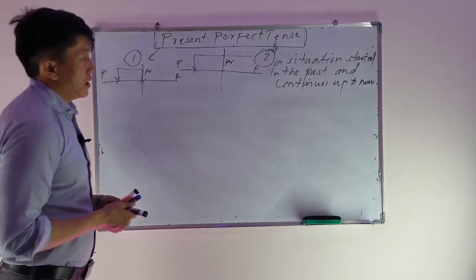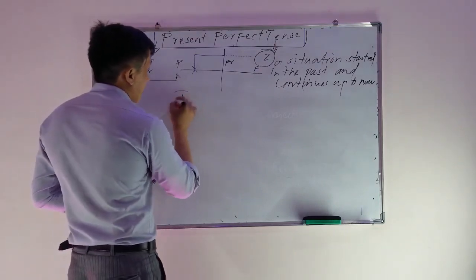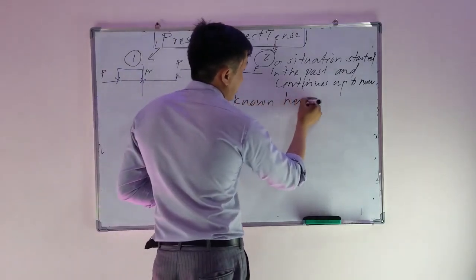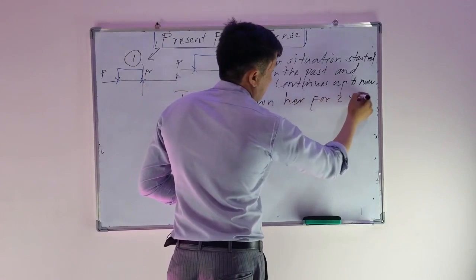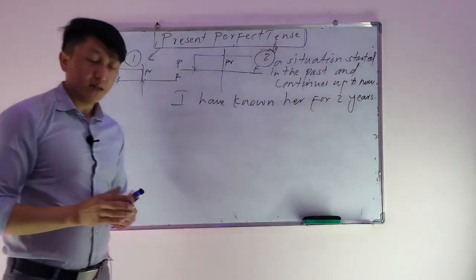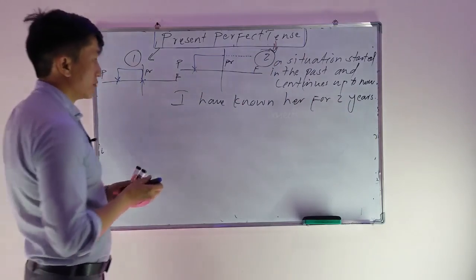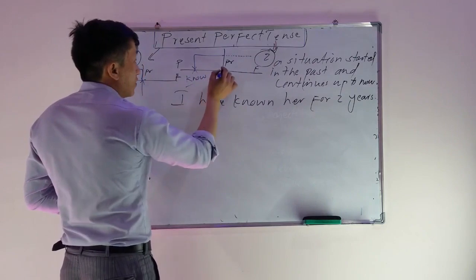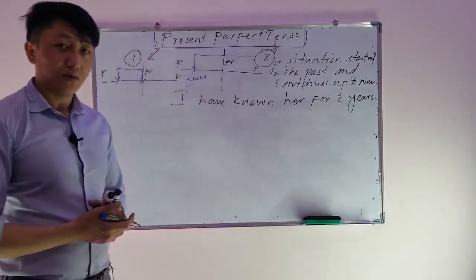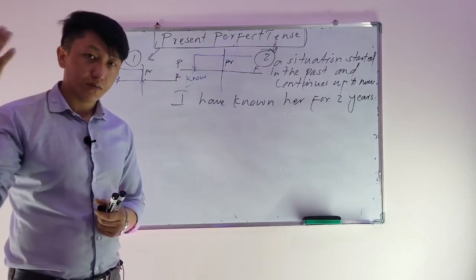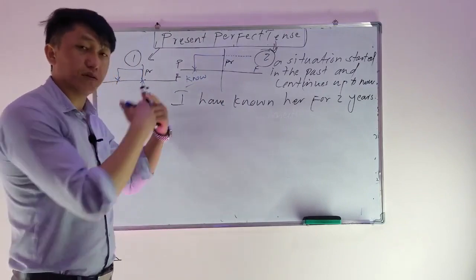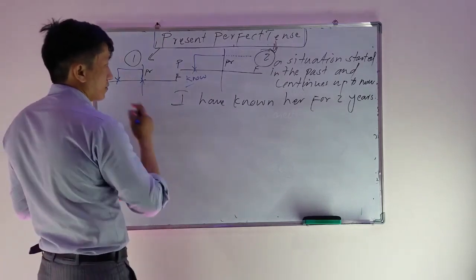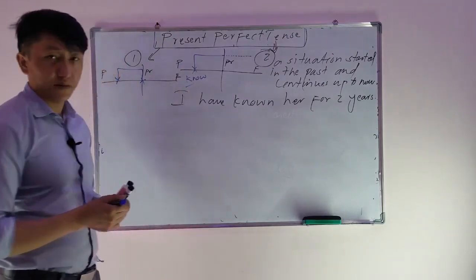For example, if I say, I have known her for 2 years, in this sentence, this is a present perfect. I started knowing her 2 years ago. I know her now. I will also know her in the future. The action started in the past, continues up to now, and may continue to the future. So we can say, I have known her for 2 years.